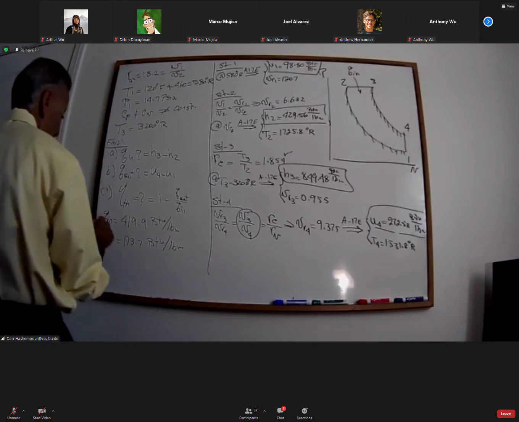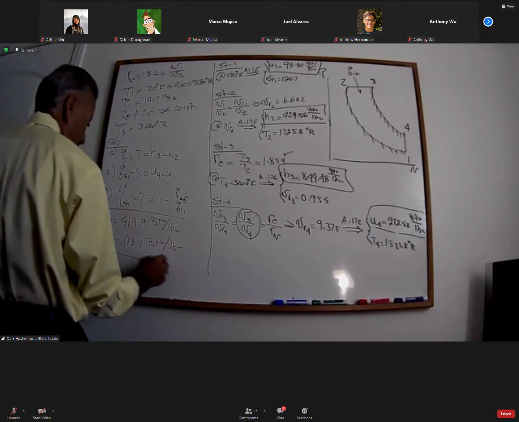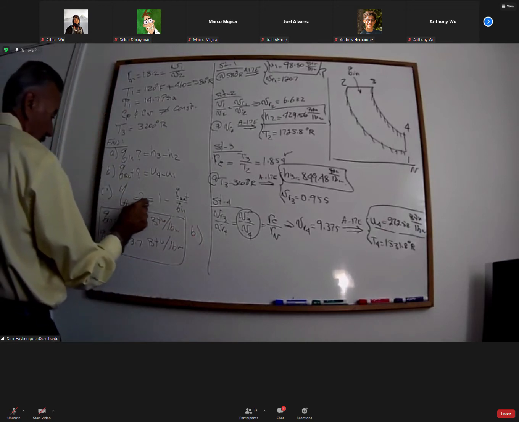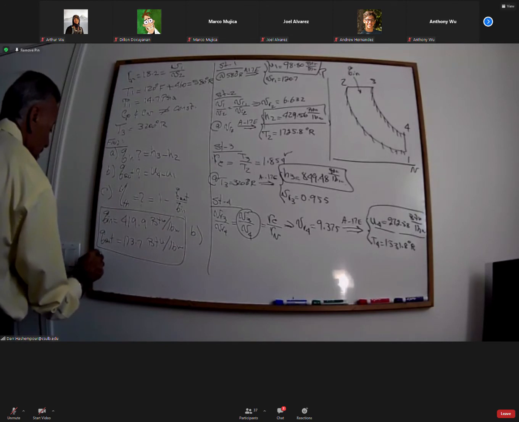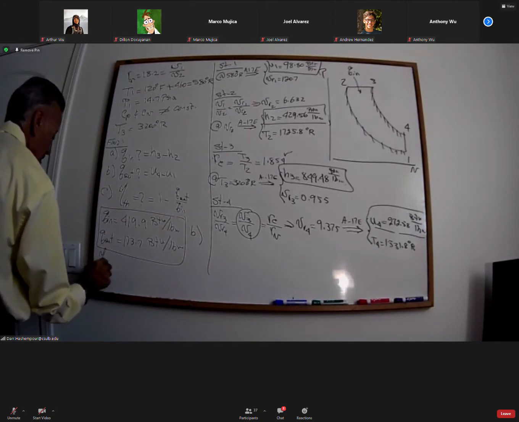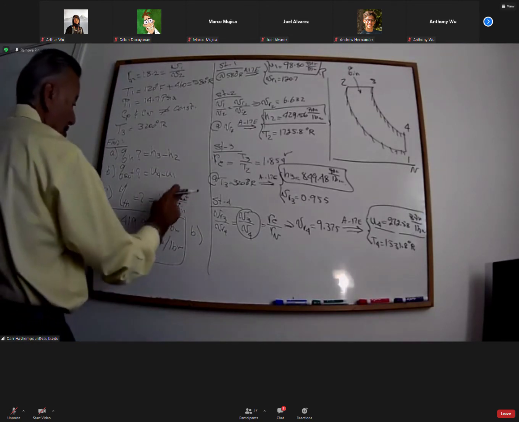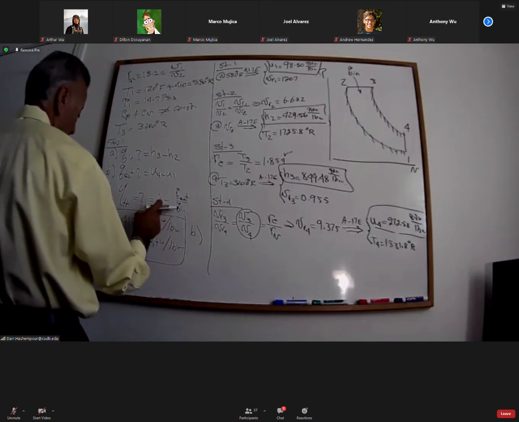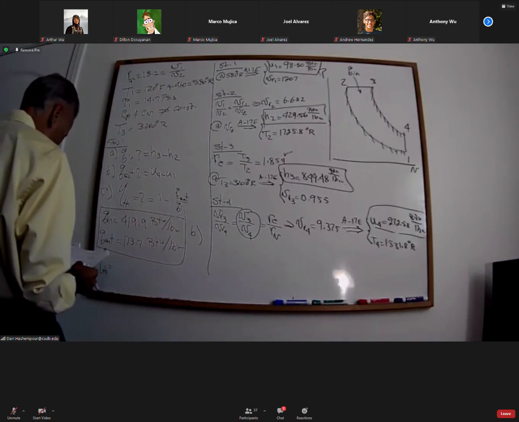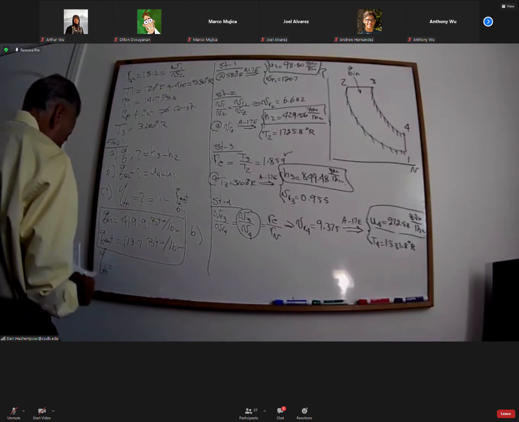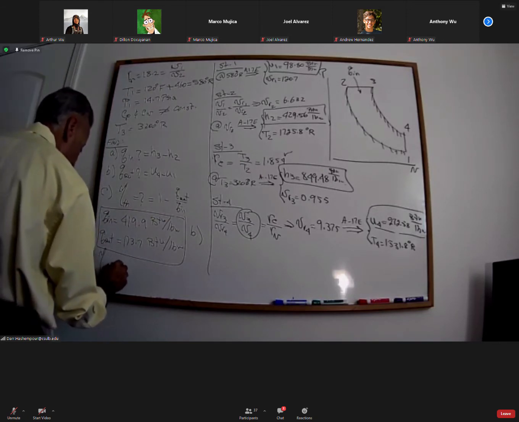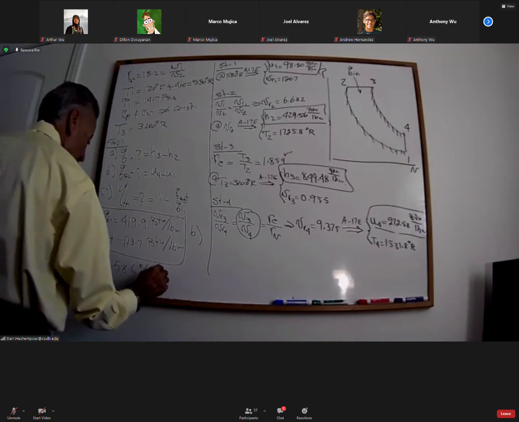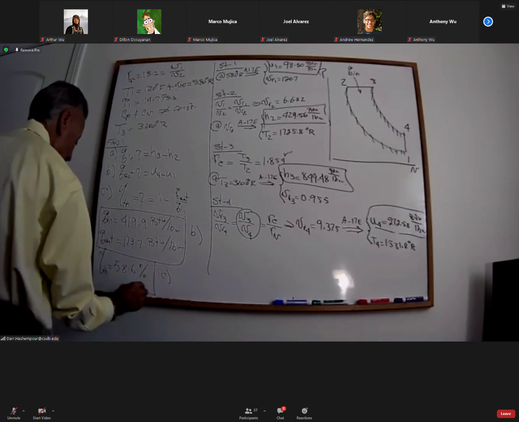Finally, well, this was part B. Finally, I need to find the value of thermal efficiency. I have Q out, I have Q in right in front of me. Plug it here, I get the thermal efficiency of 58.6%. That's part C of the problem.